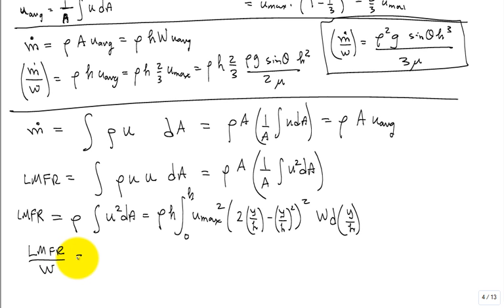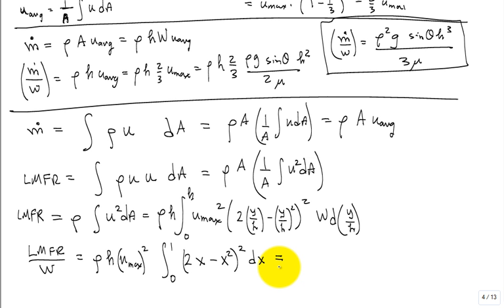unit width is equal to rho h times the integral, well, let me pull out the u max as well, u max squared, or maybe I'll make it clearer, put it u max squared. Okay, the integral from 0 to 1, 2x minus x squared, quantity squared, dx. Did I do that correctly? Can you do that integral?